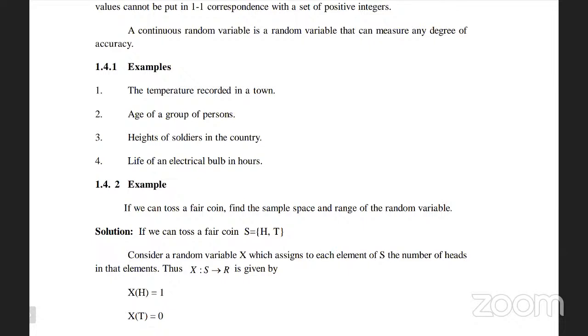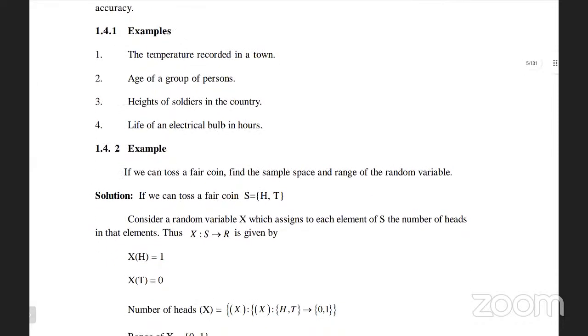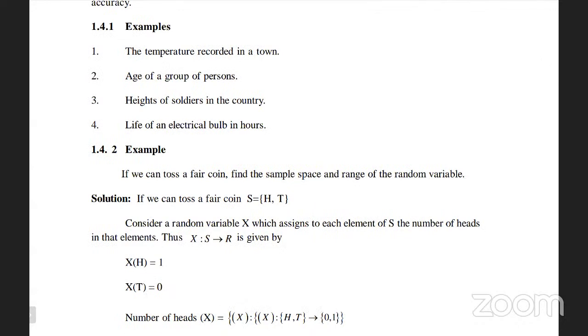A continuous random variable is a random variable that can be measured to any degree of accuracy. Example, temperature recorded in a town. In Hyderabad town, at any corner if you check, we can get the same temperature. Next, the age of a group of persons: 18 years means all 18 years will come. Height of soldiers in the country: particularly 170 or 167 like that. Life of an electrical bulb: 1 year, 2 years, 5 years like that. These all are examples of a continuous random variable.